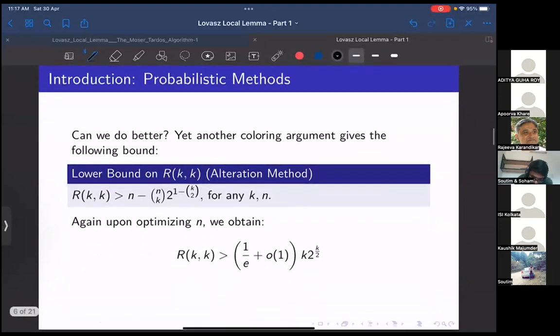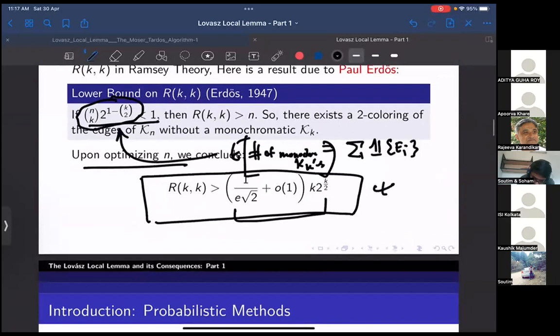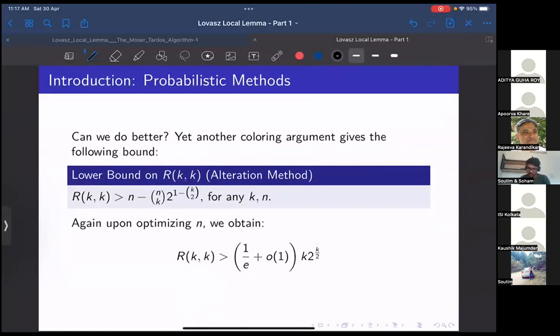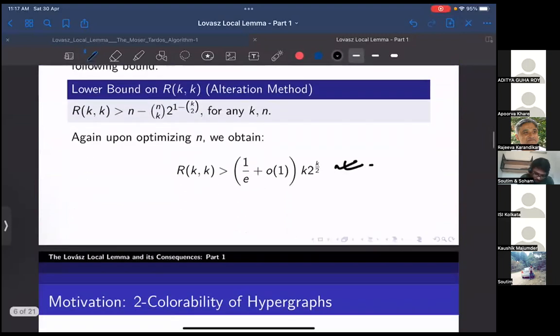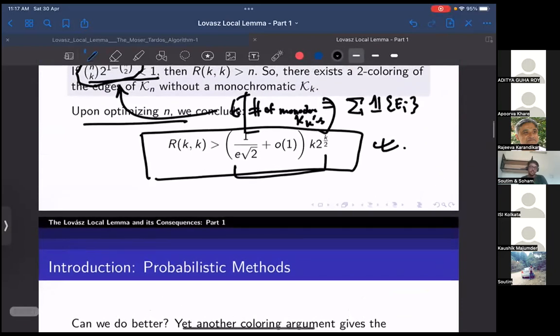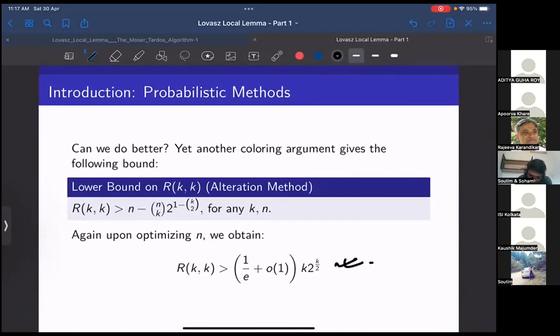However, this alteration method argument improves the bound given by Paul Erdős way back in 1947 by a factor of √2. So we see that there are advances in this field. We have moved beyond just expectation and first moment methods. What is interesting is that the best possible bound known to date on R(k,k) is given by the probabilistic method that I'm going to talk about today, which is the Lovász Local Lemma. So we will come back to this problem once we have learned about the Lovász Local Lemma, and then we'll try to improve on this bound given by the alteration method.